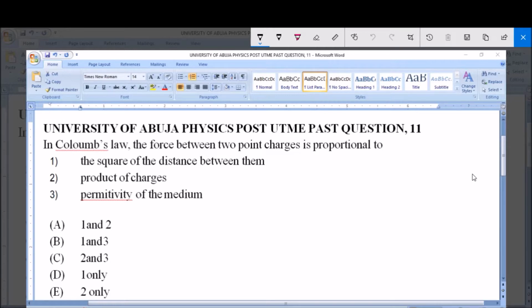A says 1 and 2 are correct. B says 1 and 3 are correct. C says 2 and 3 are correct. D says 1 only is correct. And E says only 2 is correct.